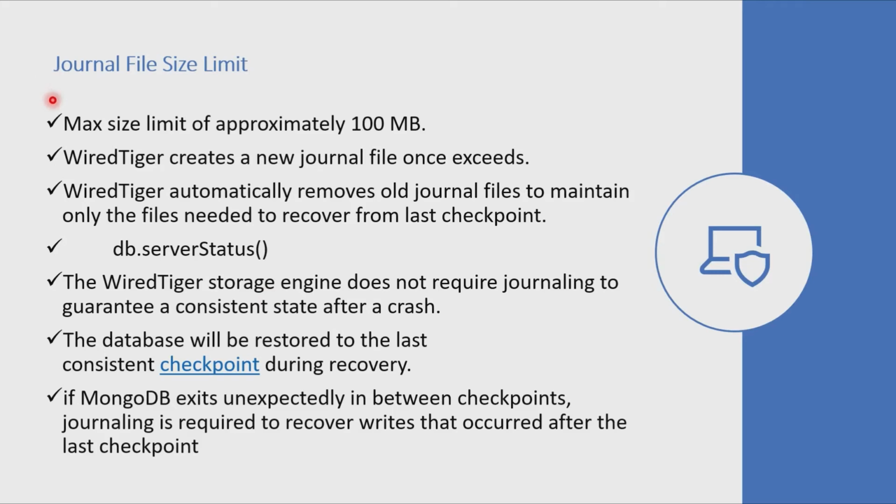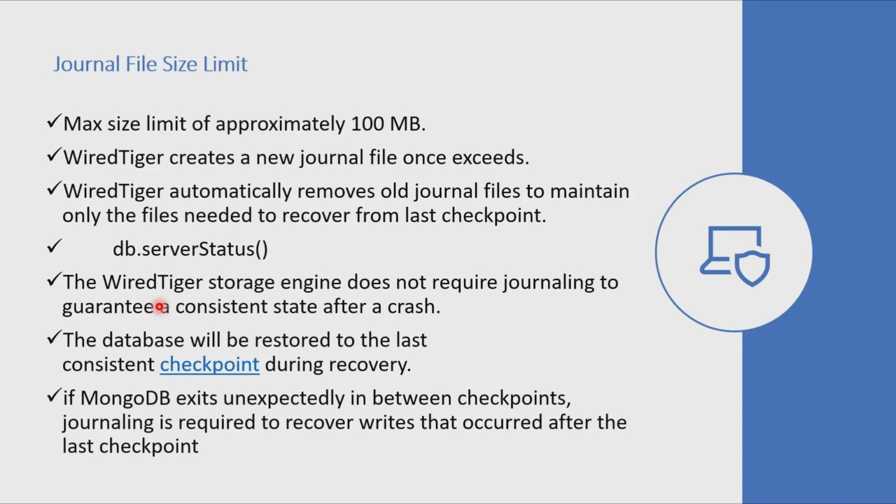So this slide talks about the journal file size limits. A single journal file cannot go beyond 100 MB. Once it is reached, then it creates a new one. And WiredTiger automatically removes the old journal files if they have already been written to the data file due to a checkpoint which has already happened. If you wanted to check the complete status of your database, you just go to the mongo shell and initiate db.serverStatus.